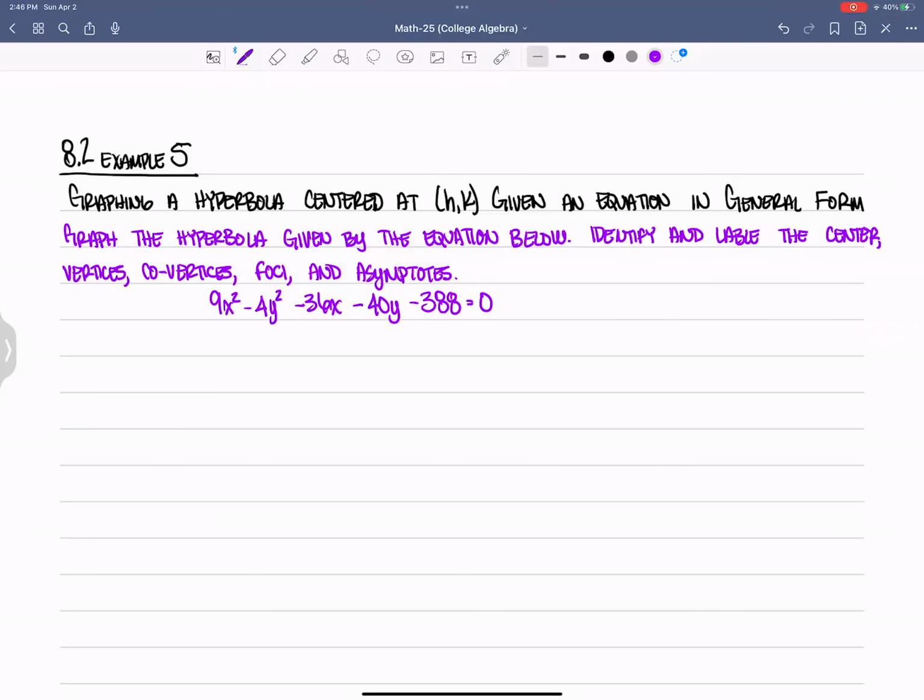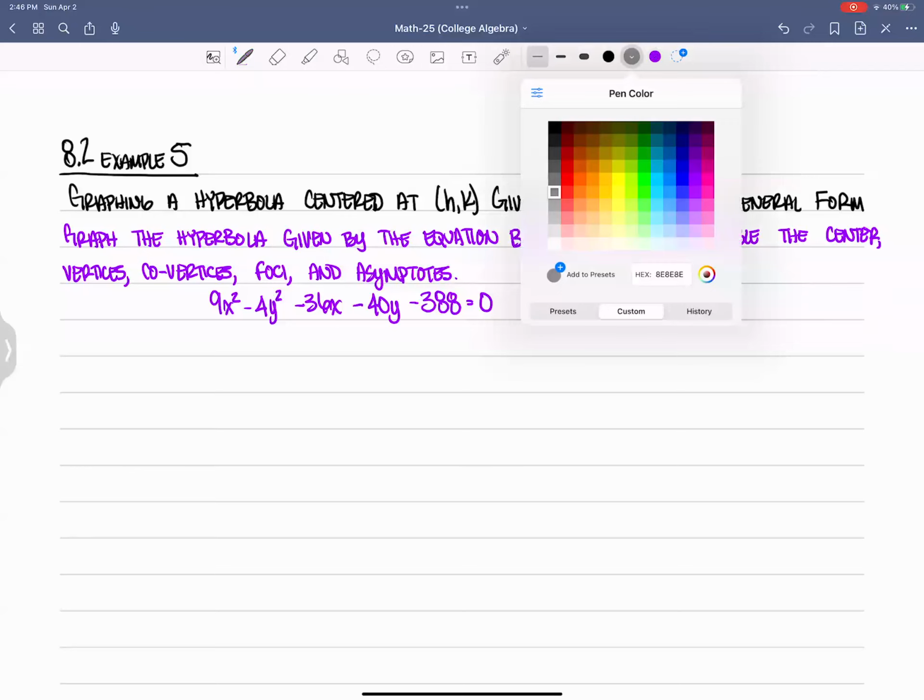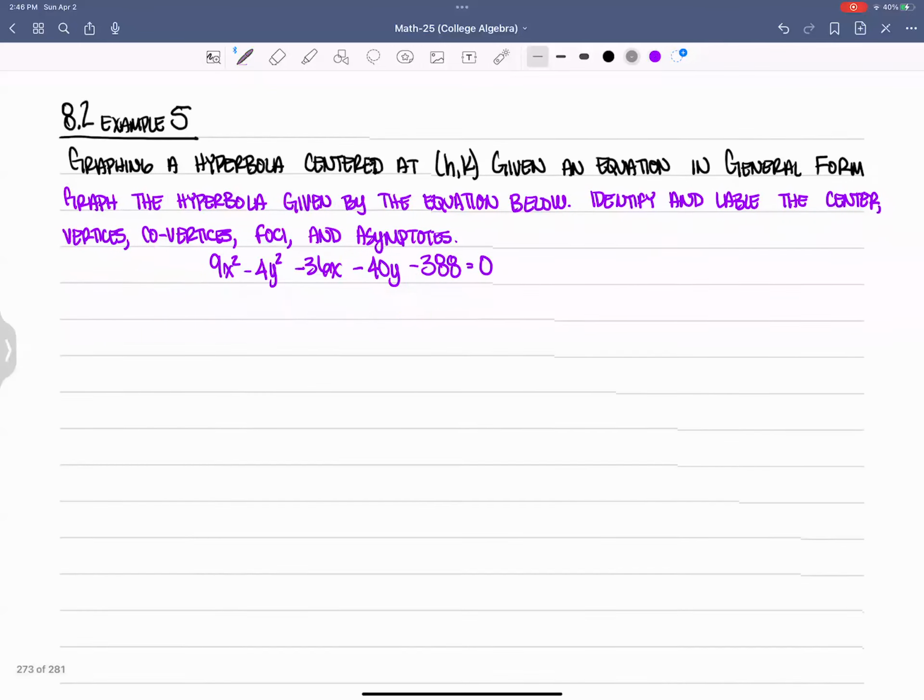Section 8.2, example 5, graphing a hyperbola centered at (h, k), given an equation in general form. Graph the hyperbola given by the equation below, identify and label the center, vertices, co-vertices, foci, and asymptotes. Okay, let's see what we have so far.